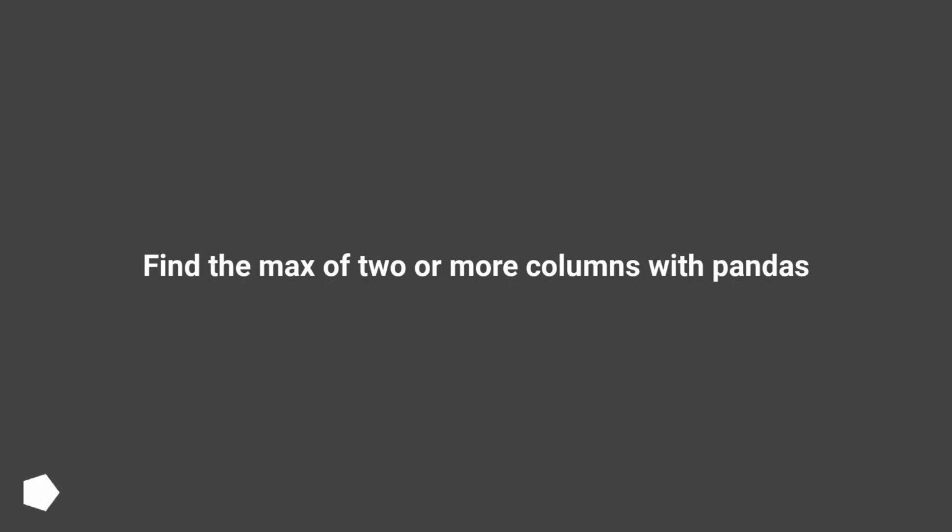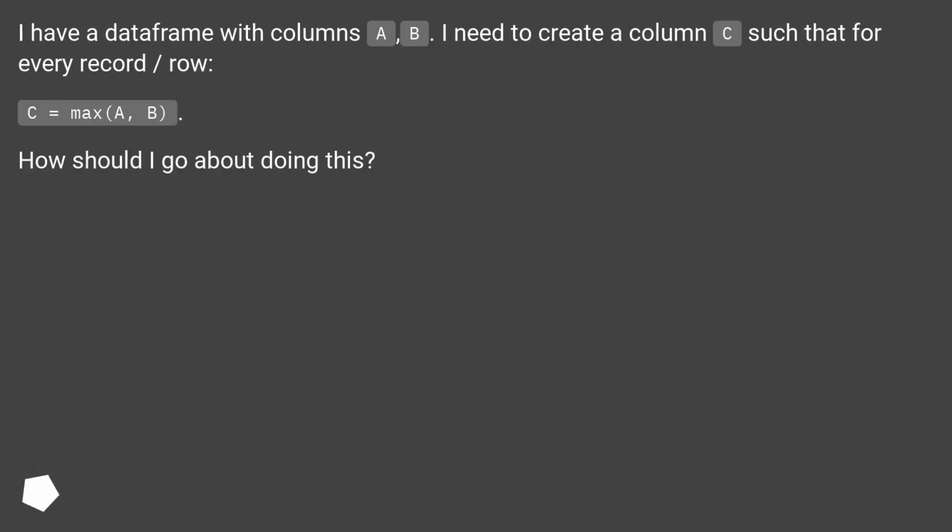Find the max of 2 or more columns with pandas. I have a data frame with columns A, B. I need to create a column C such that for every record, row C equals max A, B. How should I go about doing this?